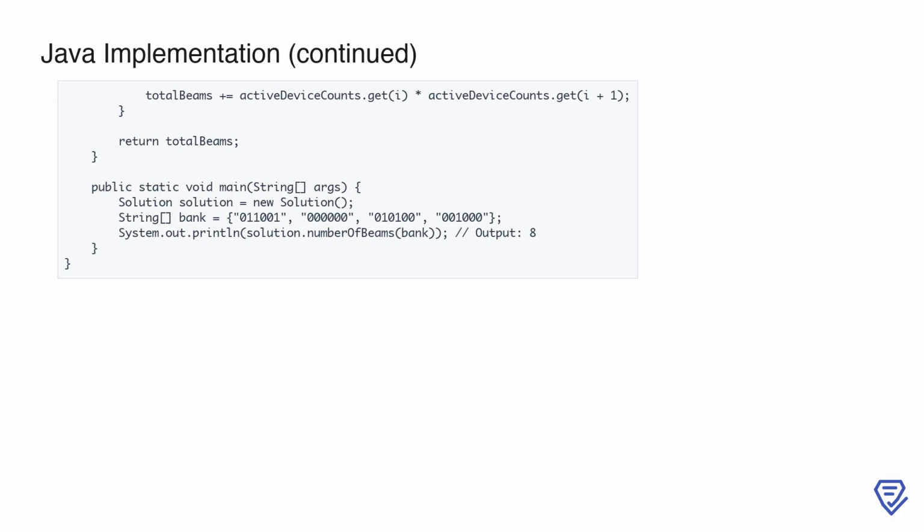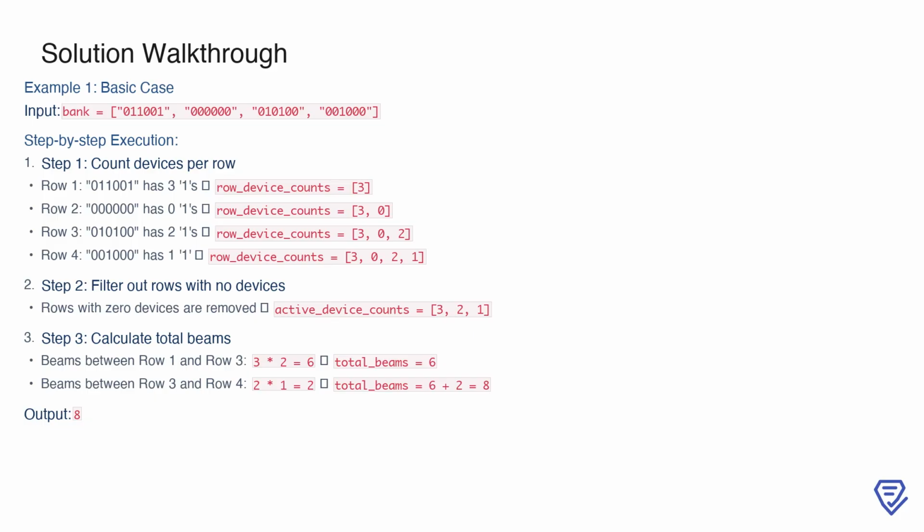In this example, we have a bank represented by the rows 011001, 000000, 010100, and 001000. The first step is to count the number of devices, or ones, in each row.